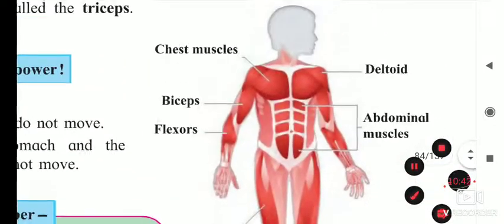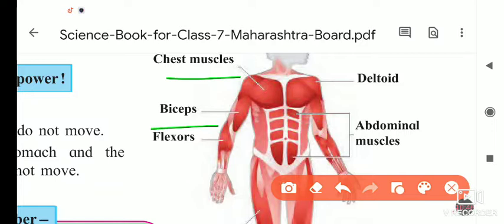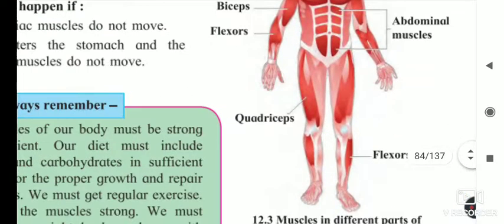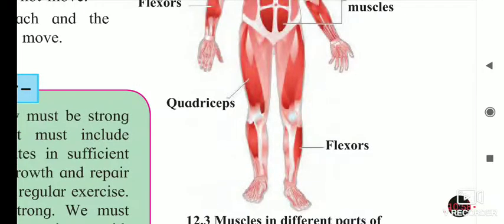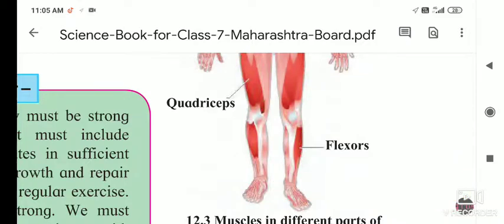So here it is. Chest muscles are there, biceps are there, flexors are there, next abdominal muscles are there, and deltoid. So muscles of different types are given here, quadriceps and the flexors. These are present in our upper leg. This is present on the four legs of our body.